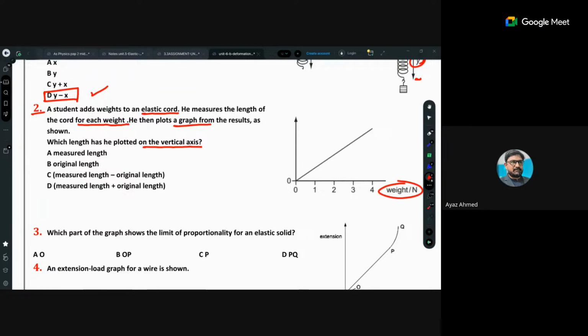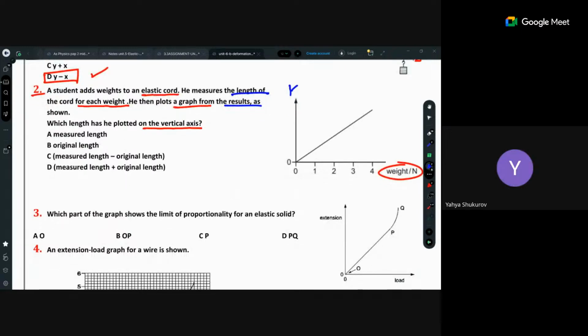Okay, continue, hurry up. When I ask you a question, please be vigilant. Hassan, is this question clear to you? A student adds some weight to an elastic cord, and then he measures the length of the cord for each weight, and then he plots the graph from the result as shown in the figure. Which length has been plotted on the vertical axis, I mean the y-axis? So which is that length? Who will tell me? Mirab, Yahya, or Hassan? Any one of you?